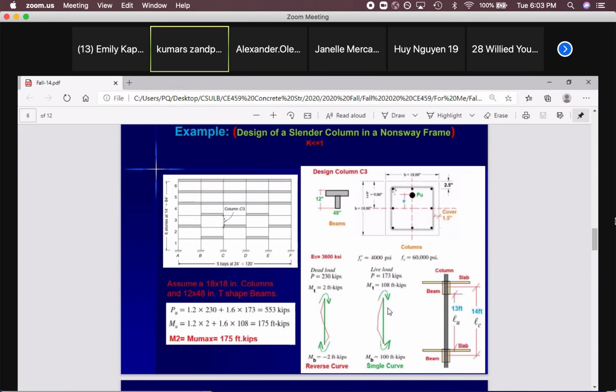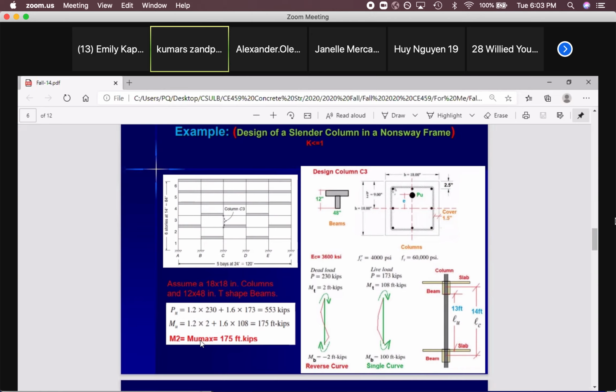So we know the direction of the moments and we know the amount. So what's the MU? It's 2 times 1.2 plus 1.6 times this, and 2 times negative 2 times 1.2 plus 100 times 1.6. For sure, this one is smaller. So the factored moment for this one should be M1.